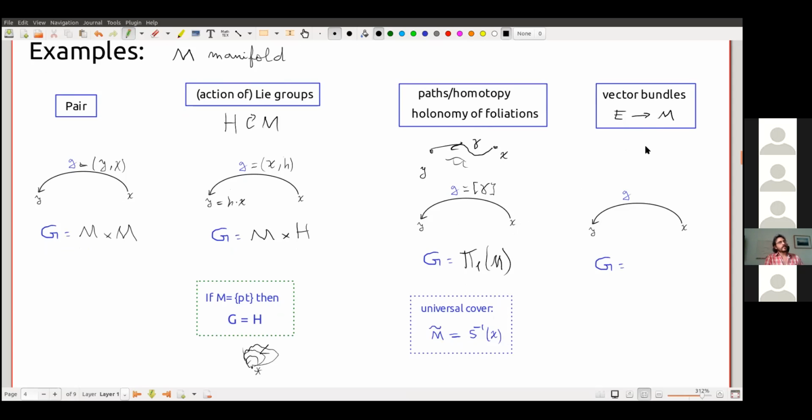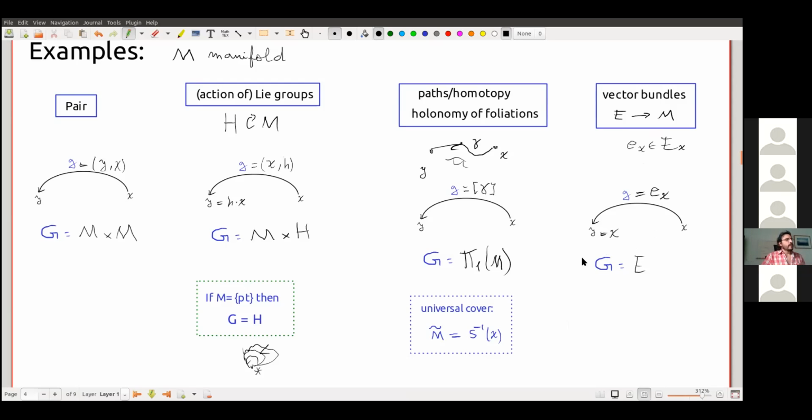This is another example that I put. So we have a vector bundle. If we have an element of this vector bundle in the fiber over x, we see that as an arrow, but going from where to where? Well, x to x. So we only have arrows from x to x. We only have isotropies, and the composition is just the addition of these elements in the bundle. So this is the total space of E.